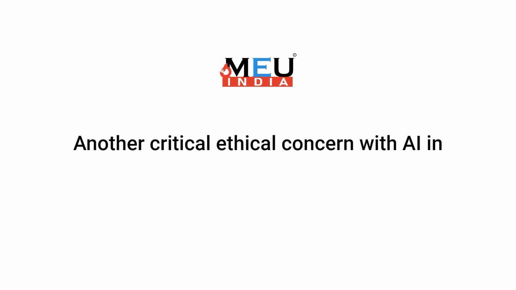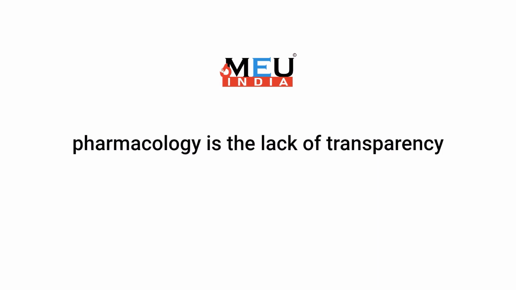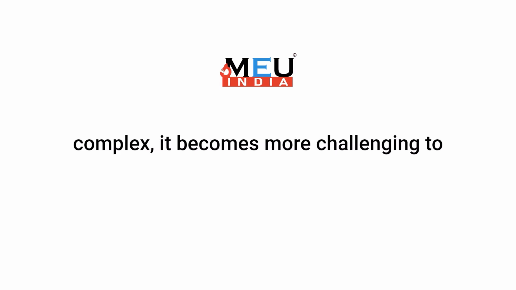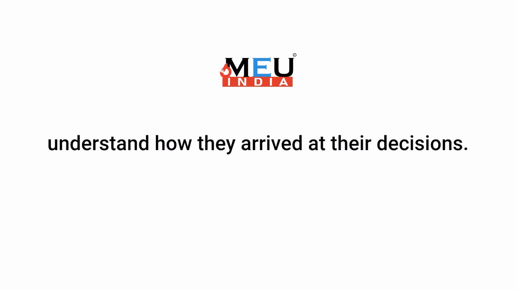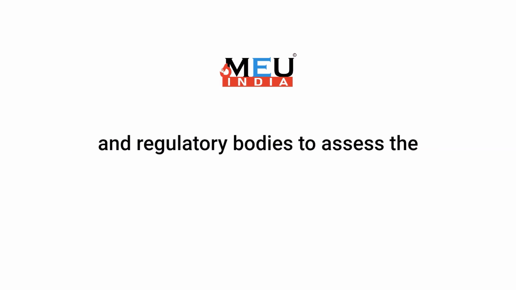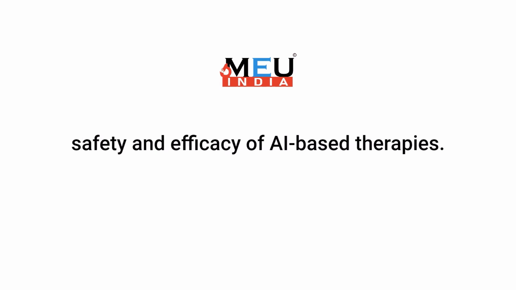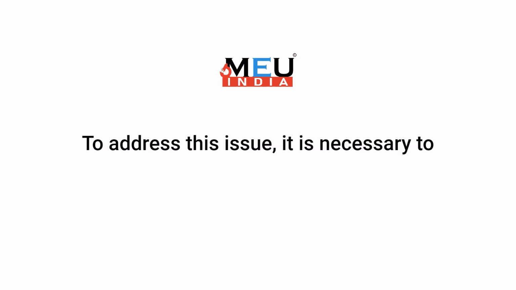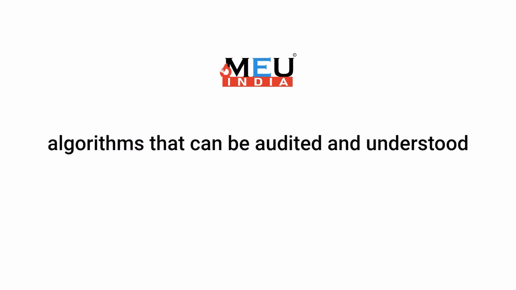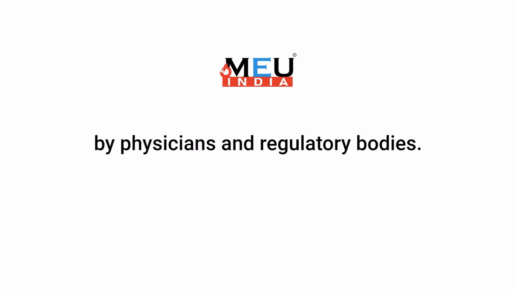Transparency and explainability. Another critical ethical concern with AI in pharmacology is the lack of transparency and explainability of AI algorithms. As AI algorithms become increasingly complex, it becomes more challenging to understand how they arrived at their decisions. This can make it difficult for physicians and regulatory bodies to assess the safety and efficacy of AI-based therapies. To address this issue, it is necessary to develop transparent and explainable AI algorithms that can be audited and understood by physicians and regulatory bodies.